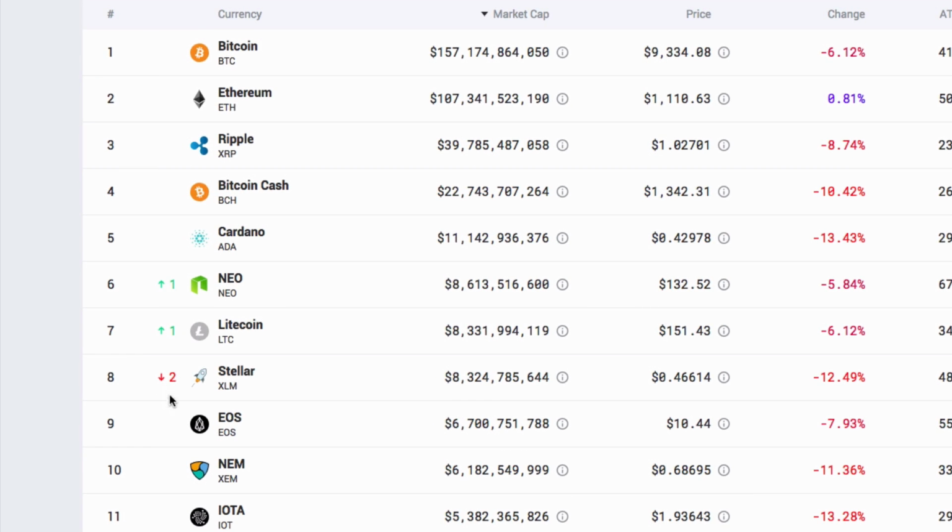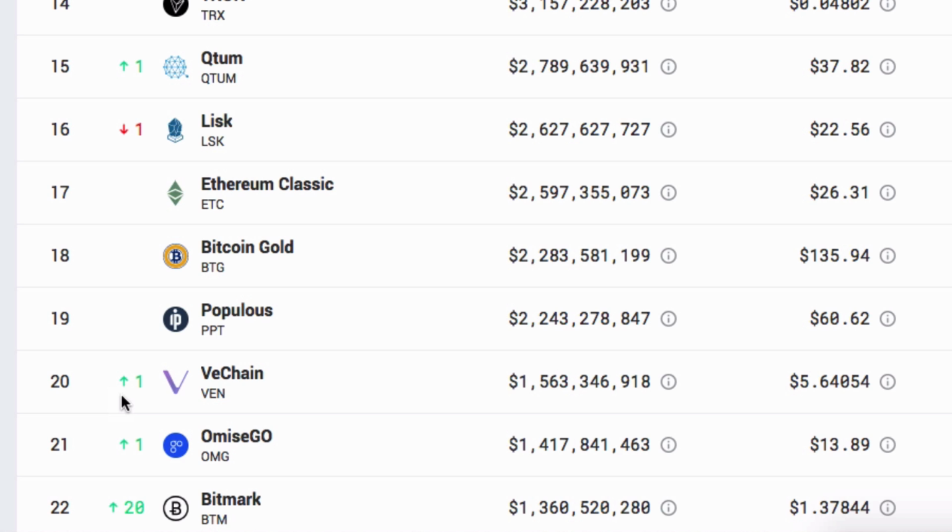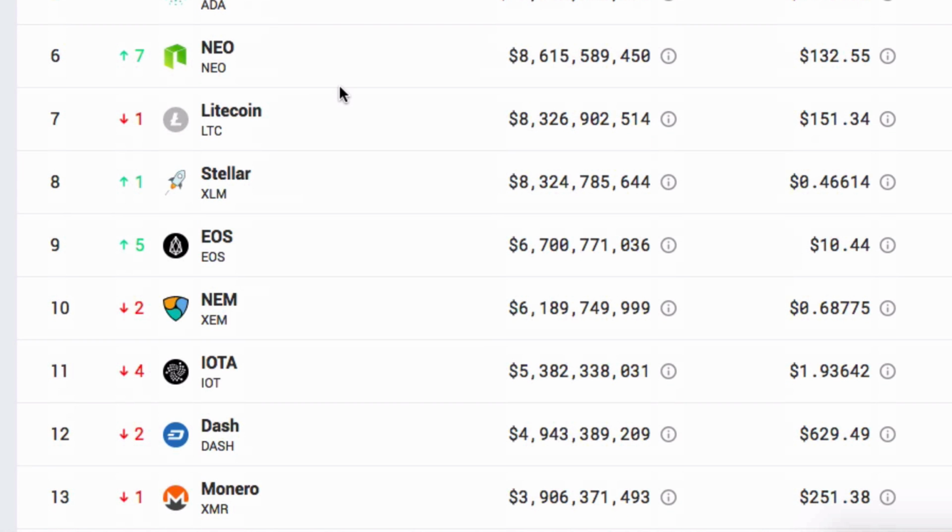One thing to show you are these billboard style rank change indicators. Neo and Litecoin are up 1 over the last day, and Stellar is down 2. Lisk is down 1. VeChain is up 1. And of course, you can look at these changes over the last month as well.